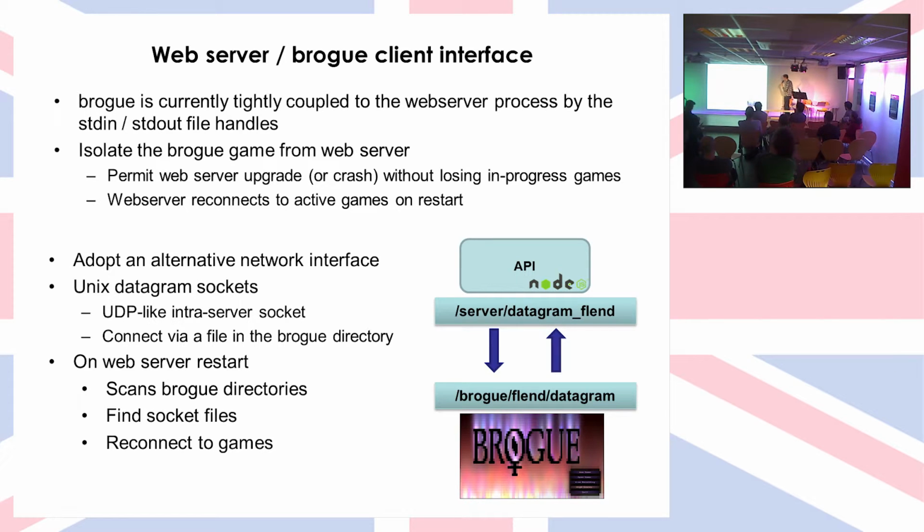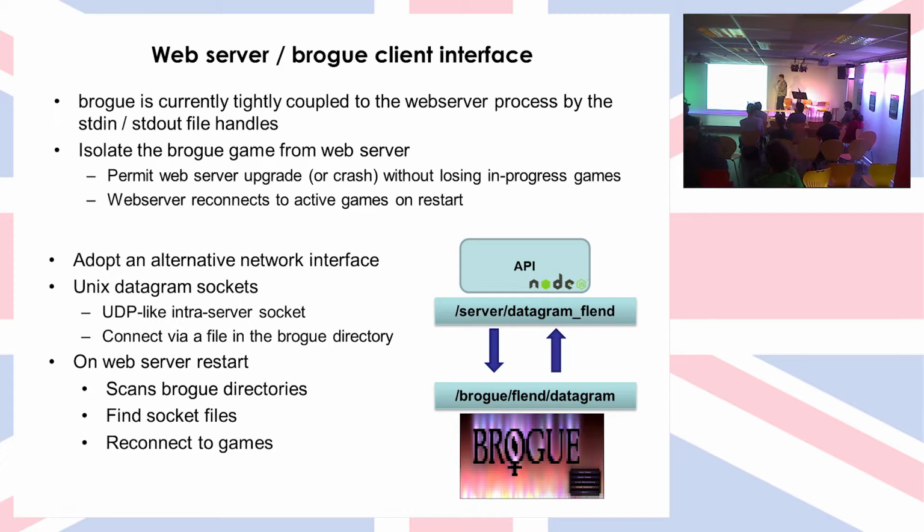So the first thing we need to do in order to fix the crashing problem, in my opinion, is to get away from using the standard in and standard out communication mechanism between the API and the web-brogue program. The problem is when the API, let's say, crashes or is taken down for an upgrade, it either kills off web-brogue or it loses these connections and it can never get them back. So there's a couple of ways around this. One I'm suggesting here is to use something called Unix datagram sockets. This is a bit like an intra-server UDP, if anyone's familiar with network programming.